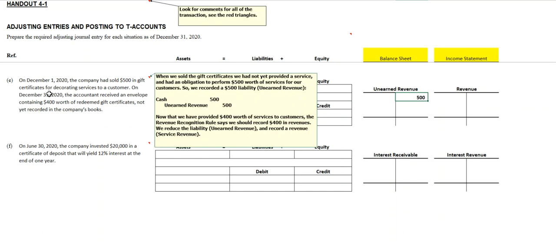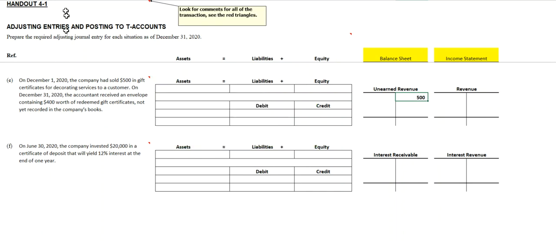Again, it doesn't matter when we get the cash, it matters when we perform the service. And we've performed $400 worth of services, so we will credit revenues for $400. And of course, adjusting entries always involve what? One balance sheet account and one income statement account.